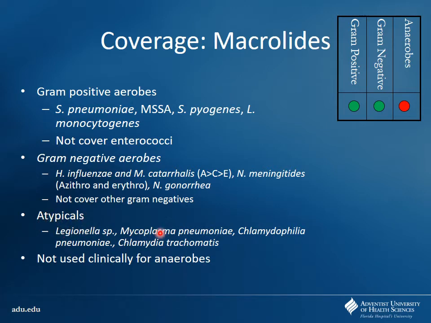So things like Legionella, Mycoplasma pneumoniae, Chlamydia, these all get covered by the macrolide. So this is really a good kind of coverage for a lot of respiratory stuff and a lot of other types of infections, as we'll see. So atypicals, decent gram-negative aerobes, and then gram-positive aerobes.